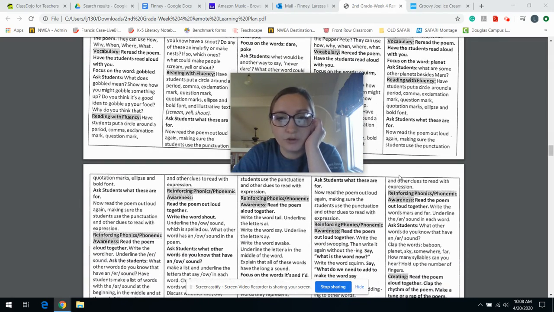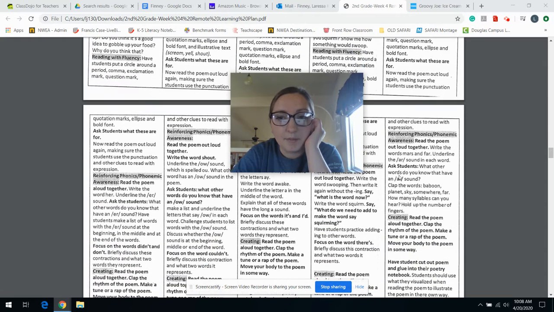Then it wants you to read the poem again. You may not think that it's important to read the poem again, but it is important because it helps you with building that fluency. One thing that you could do is time yourself. Time yourself and see how many words you can read within a minute, and then when you read it again the next time, see if you can beat that. That's a good way to help build your fluency as well.